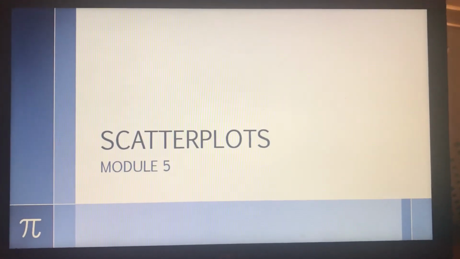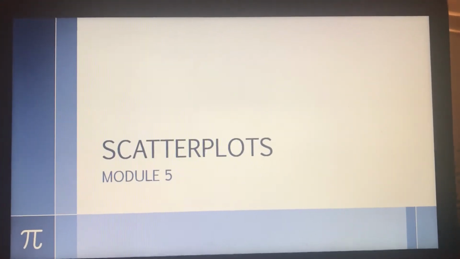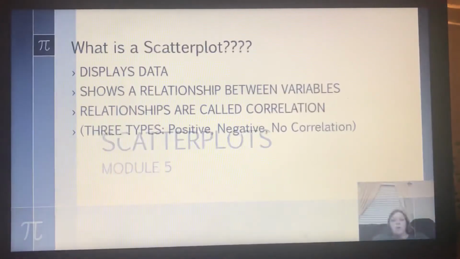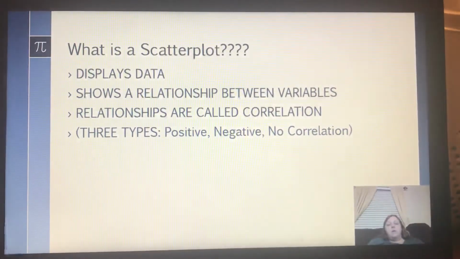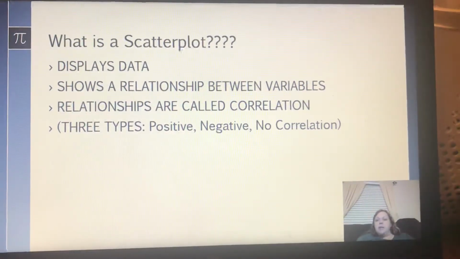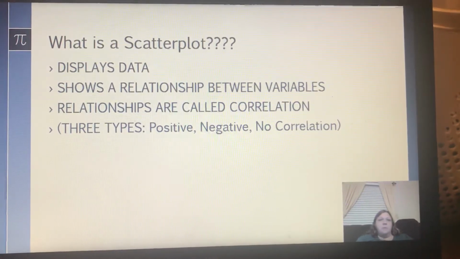This week we're talking about scatter plots. Another way, like we did with box and whiskers, we're just plotting and observing data. Okay, what is a scatter plot? Well, it displays data. Once you display the data, it's showing a relationship between the variables that you're plotting.